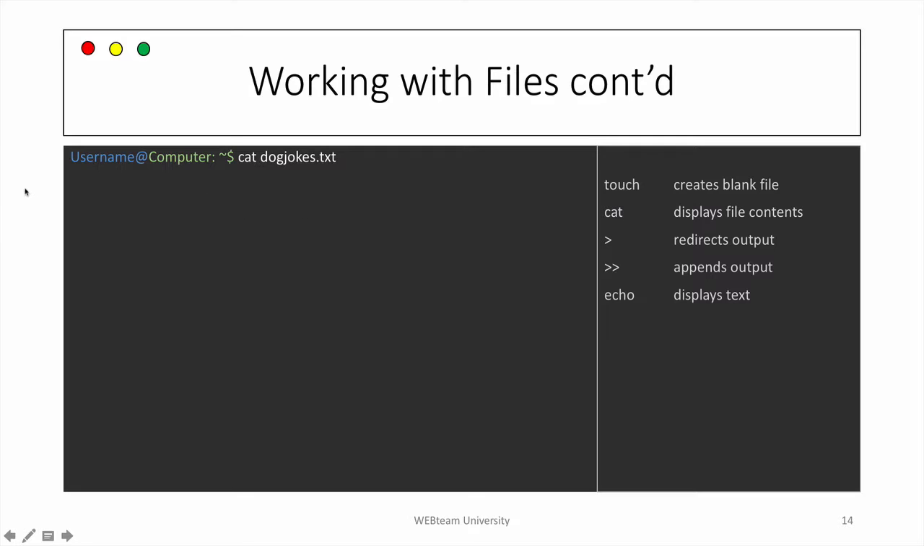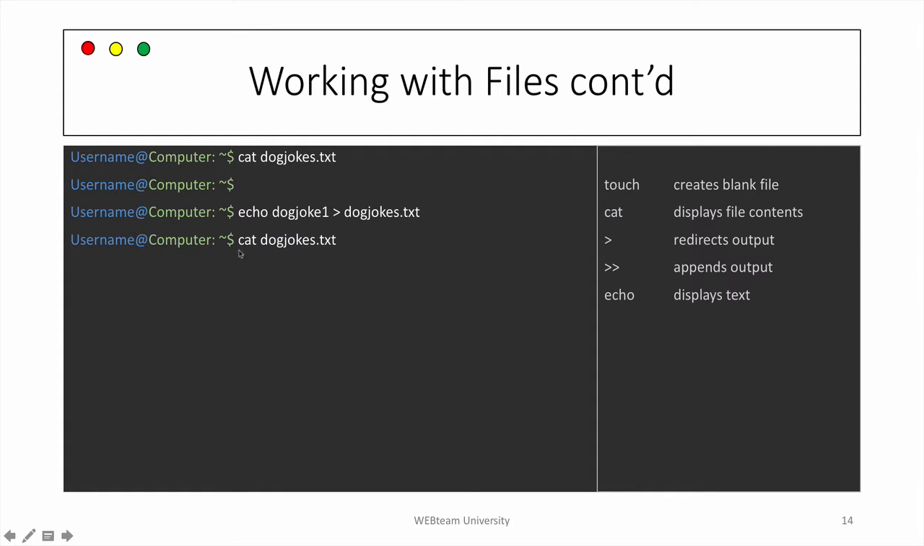Now remember, I created a file called dog jokes. Now I'm going to cat dog jokes. We're going to see what is inside that file. Nothing. That is exactly what we should expect because touch creates a blank file. If I echo dog joke 1 and redirect that output to dog jokes text, and then I cat dog jokes, you'll see it has dog joke 1.